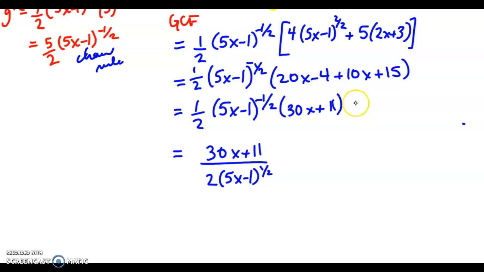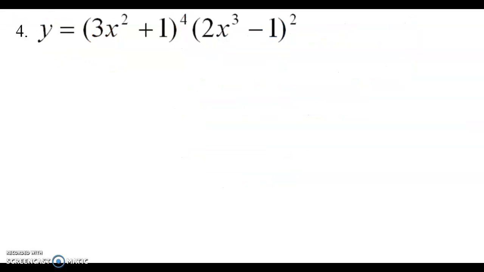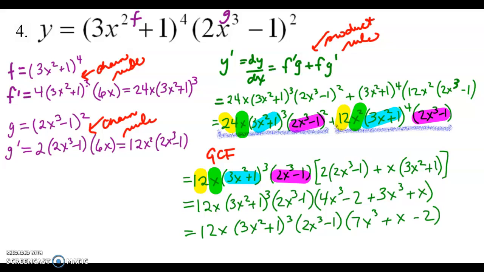Okay, here we go. I've gathered like terms. I don't mind if you leave it in this form or this form, either way. Okay, moving on to number 4. Again, if you need more time on that, go back and pause it. Okay, here's number 4. I'm going to let you pause it and step through it on your own. It's exactly the same steps as number 1 to 3.